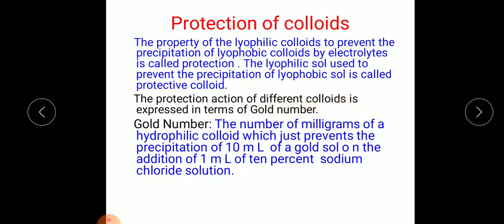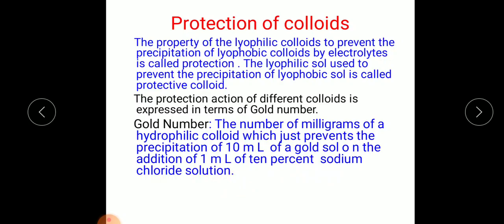The protection action of different colloids is expressed in terms of gold number. Gold number we can define as the number of milligrams of a hydrophilic colloid which just prevents the precipitation of 10 ml of gold solution on the addition of 1 ml of 10% sodium chloride solution. So gold number is basically the number of milligrams of hydrophilic colloid that will just prevent the coagulation of 10 ml of gold solution on adding 1 ml of 10% sodium chloride solution, that is the electrolyte.